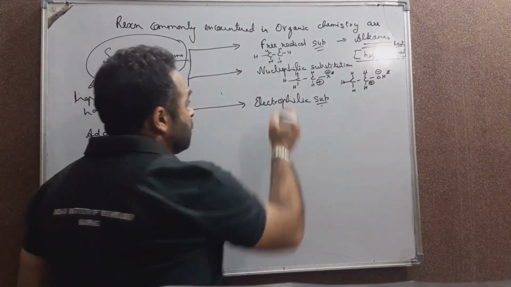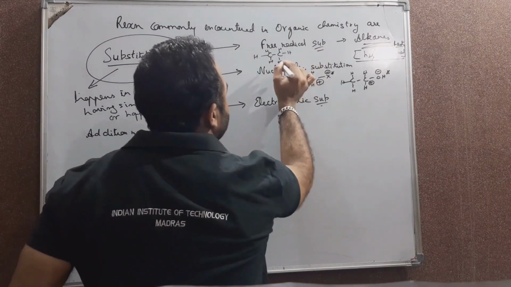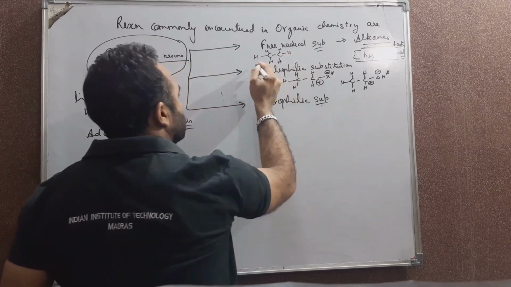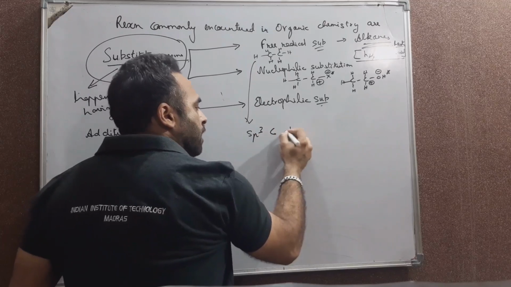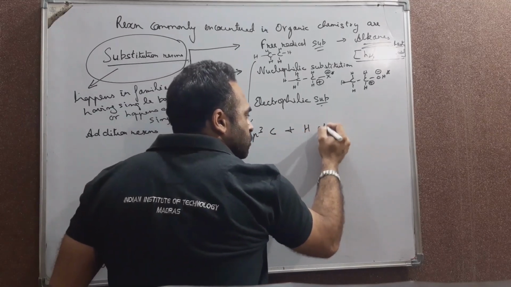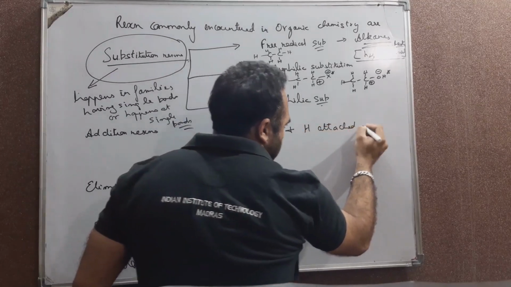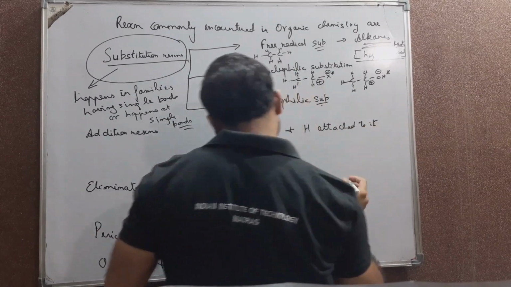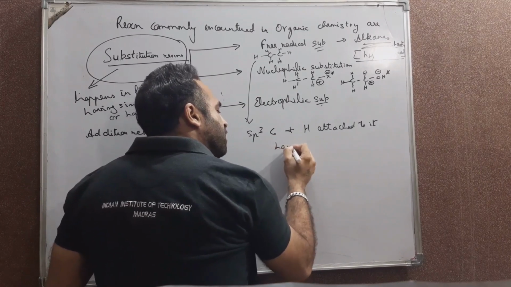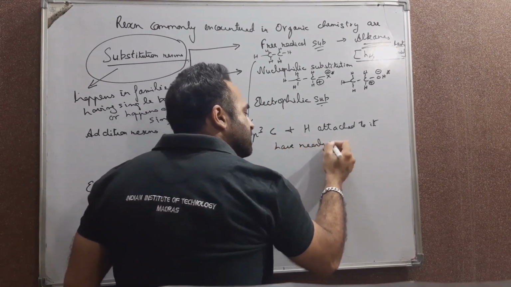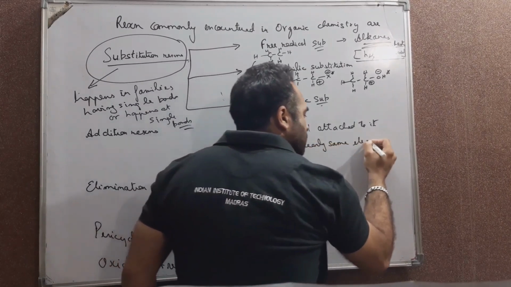But in the case of alkanes, we know that an sp3 carbon and the hydrogen attached to it, the sp3 hydrogen, have nearly the same electronegativity.